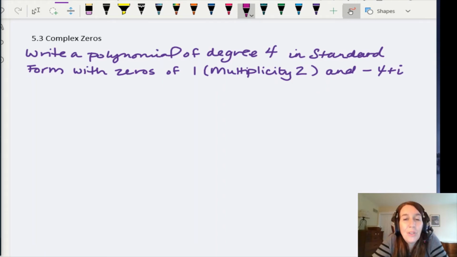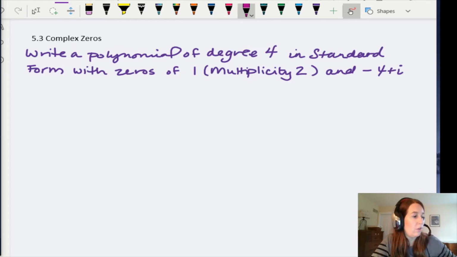I thought most of you could use one more example of taking the zeros and writing a polynomial with those zeros. So here is a second example of that process. It says write a polynomial of degree 4 in standard form with zeros of 1, having a multiplicity of 2, and negative 4 plus i.